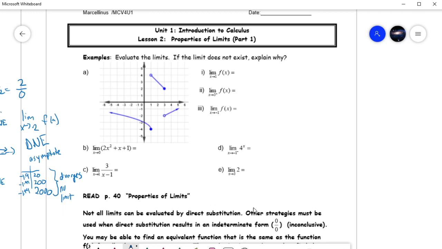Okay, so again, evaluate the limits. If the limit does not exist, explain why. I just did this one, right? This is the same picture as the one on the other page. So I'm just going to say C, previous. Okay, what about as x approaches 3? And I think that's a plus sign. Sorry.